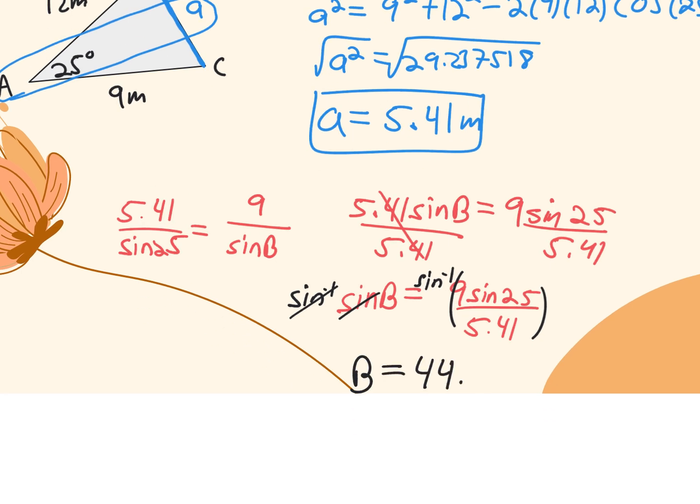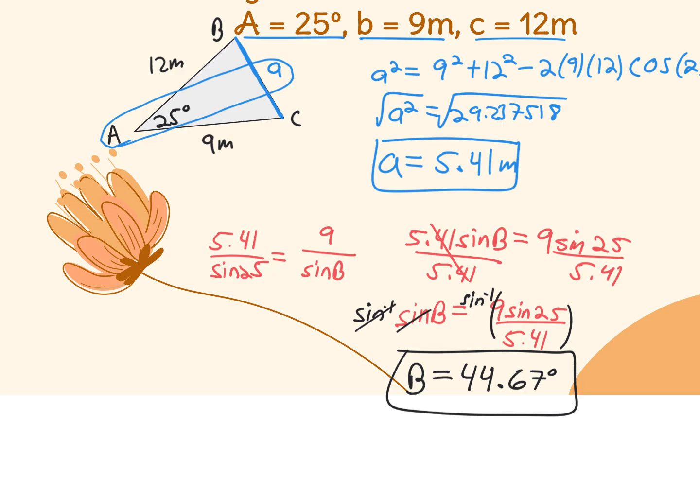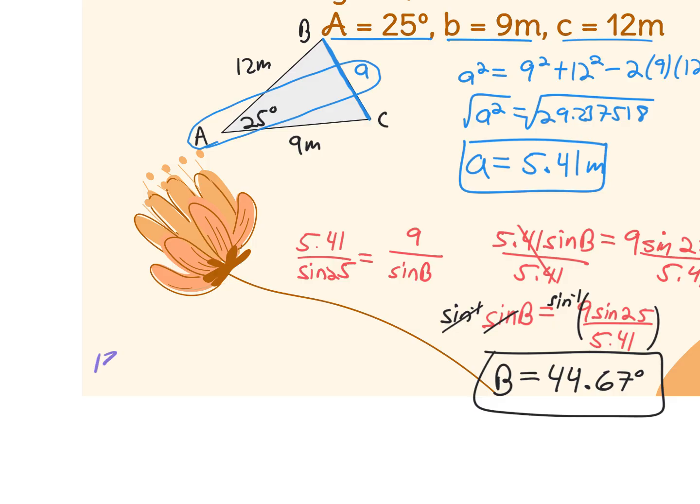Should get 44. Can you get this number? Yeah, good. All right, and what's the only thing missing now? Good, right? And this one's super easy. You're just going to subtract from 180.